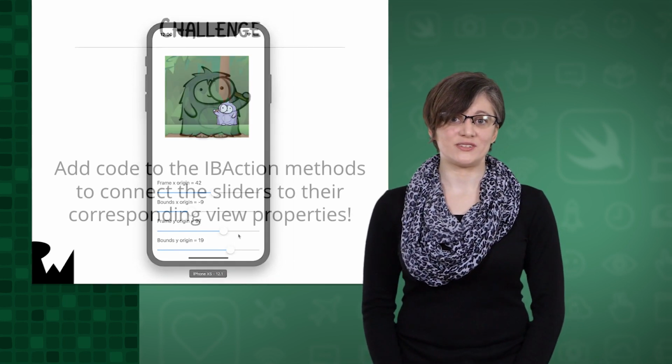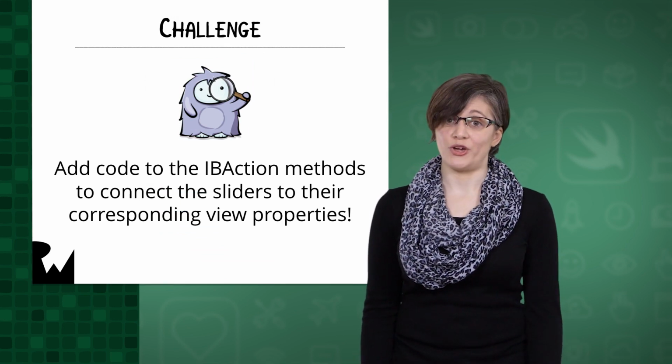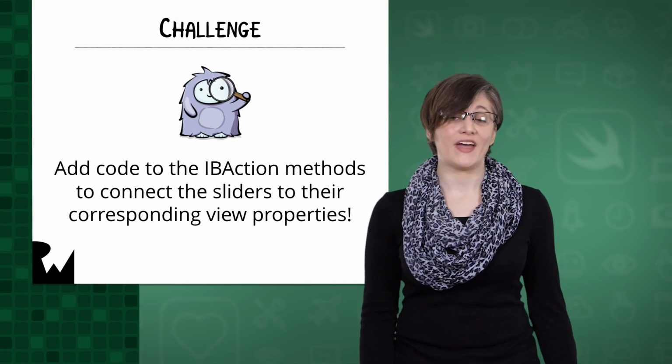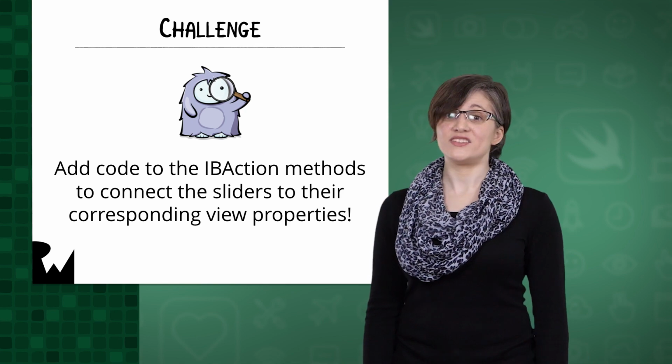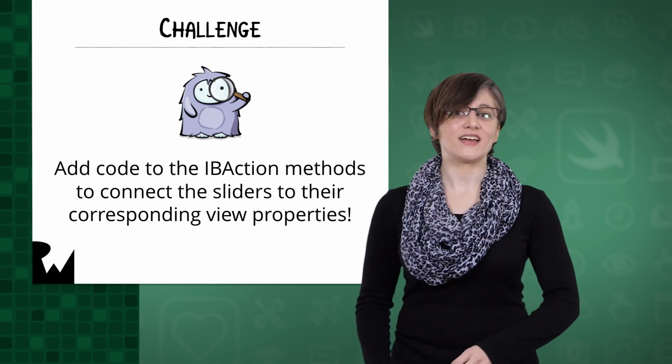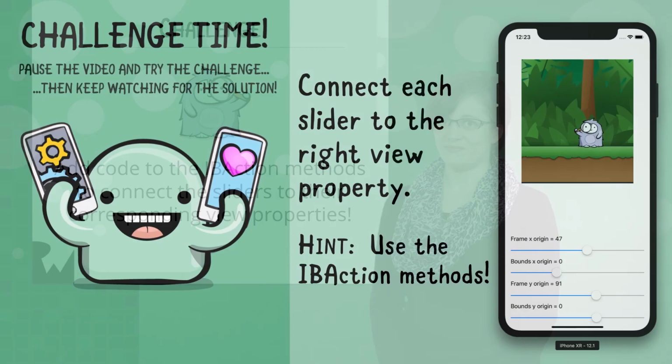Are you ready for your first scroll view challenge? We've got a sample app for you that will let you adjust the frame and bounds of a view. By playing with this app, you'll get a better idea of how altering those two properties works in practice. The app contains sliders to change both properties. Your challenge is to write the code to actually adjust the frame and bounds with those sliders. All of the outlets and actions have been hooked up for you. All you have to do is write the code in the IB action methods. Pause the video and give it a shot, then come back to compare your solution with ours.